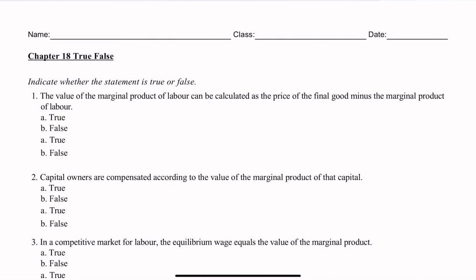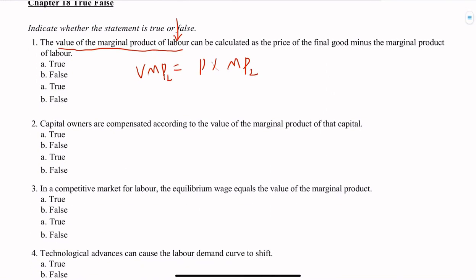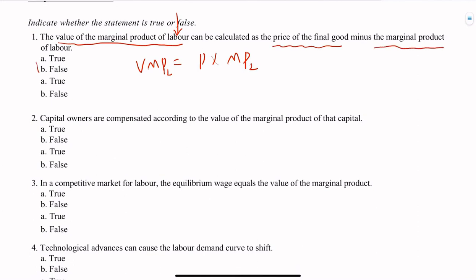The value of the marginal product of labor can be calculated as the price of the final good minus the marginal product of labor. So this one essentially talks about the definition of the value of the marginal product of labor, right? And we know that VMP is price times marginal product. And because we're talking about labor here, we could use this little capital L to indicate labor. And then the problem says price of the final good minus the marginal product. So clearly this one is false.